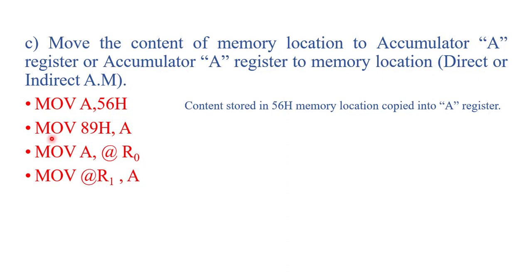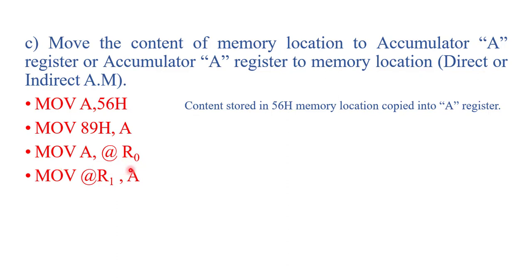Next instruction is MOV 89H, A. This instruction tells that the content of accumulator register is moved or copied into this memory location. These two are the example of direct addressing mode. Next is MOV A, @R0. This is the example of indirect addressing mode.